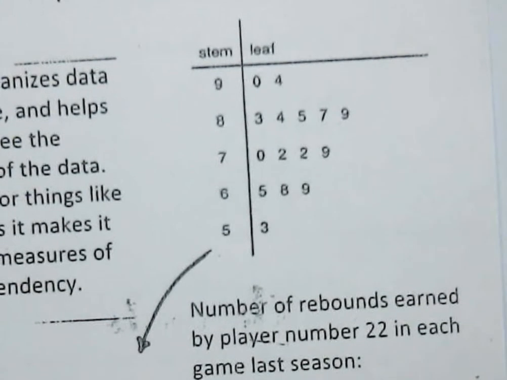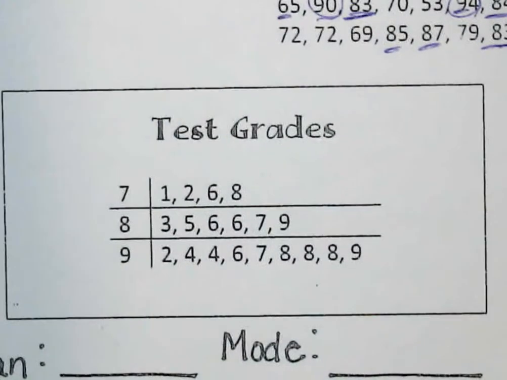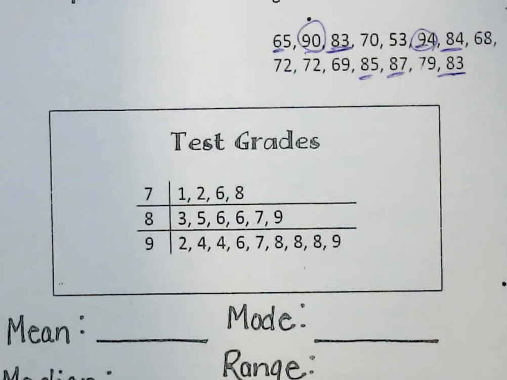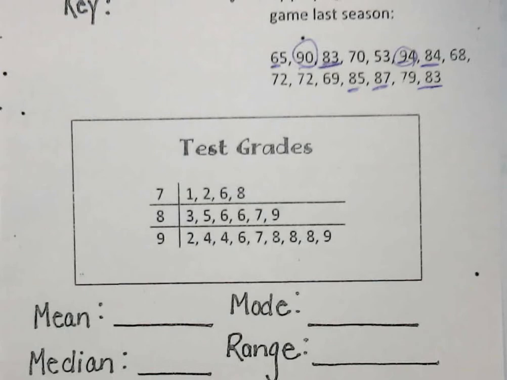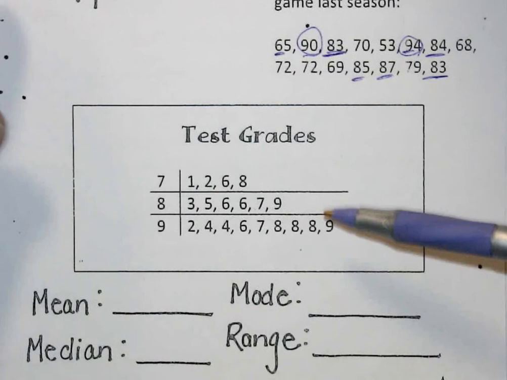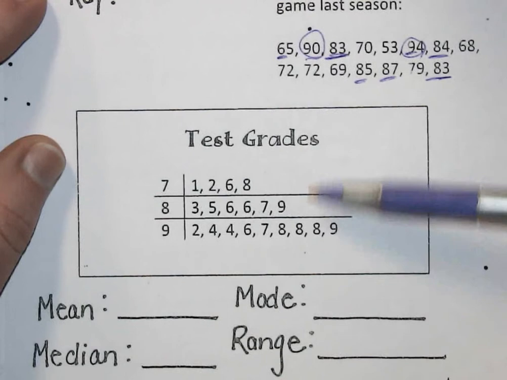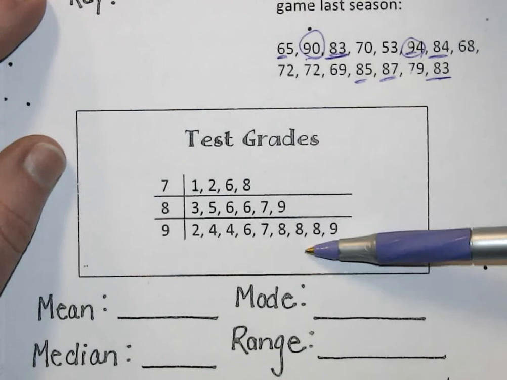So let's look at this other example down here. These are some test grades, and they did not write them in a set. They went ahead and put them in a stem and leaf plot. And notice it is in order, but this time they did the lowest grades to the highest grades. So they started with the 70s, went up to the 80s, and then they went up to the 90s.